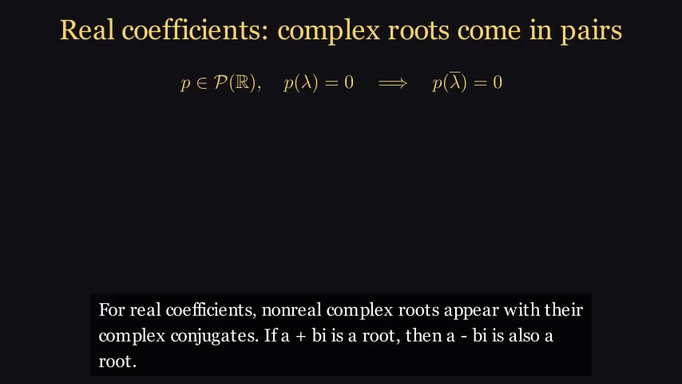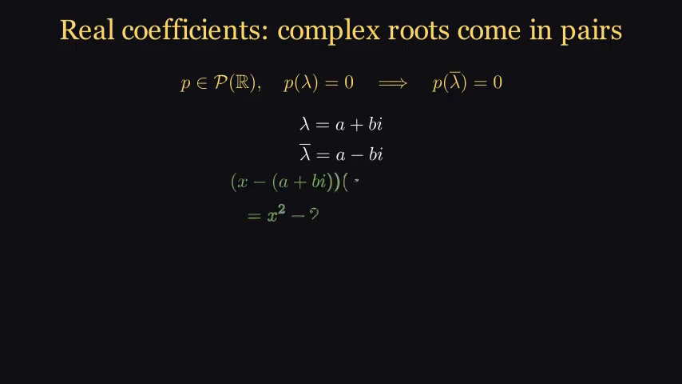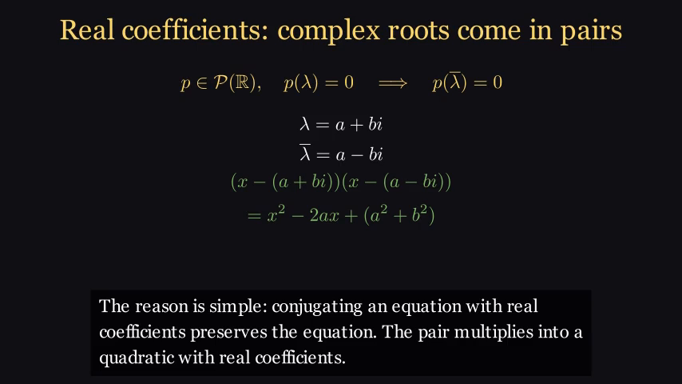For real coefficients, non-real complex roots appear with their complex conjugates. If a plus bi is a root, then a minus bi is also a root. The reason is simple. Conjugating an equation with real coefficients preserves the equation. The pair multiplies into a quadratic with real coefficients.